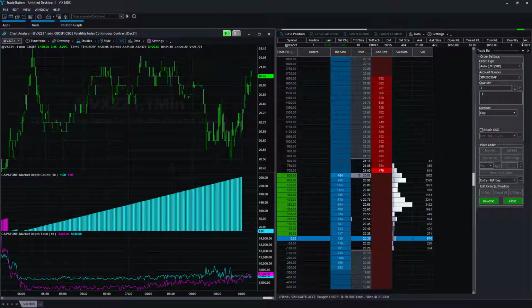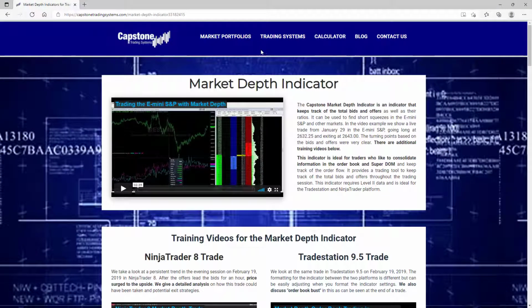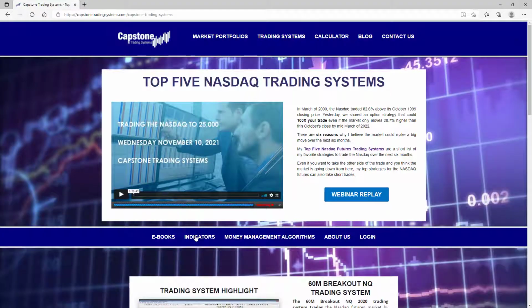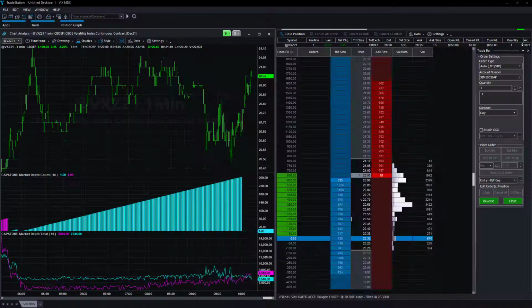The market depth indicator. You can get that on the Capstone Trading Systems website under the market depth indicator. You can find that if you go to capstonetradingsystems.com, click on indicators, and you'll have the market depth indicator right here, and it'll show you some training from NinjaTrader 8 and TradeStation, and you can keep track of these things. Like I said, it's a subjective indicator. It's not a fully automated trading system.